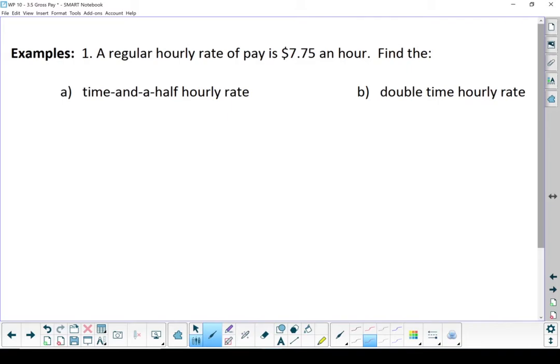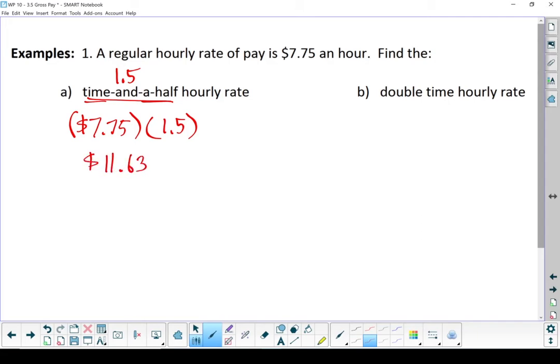Let's run through an example of calculating what overtime rates would be. If you have a regular hourly rate of pay of $7.75 an hour, find the time and a half hourly rate. It's really quite straightforward. We're going to take our hourly rate of $7.75. Now this time and a half, 1.5. Time is 1 and a half is 0.5. So if I multiply that by 1.5, your time and a half hourly rate ends up being $11.63 an hour.